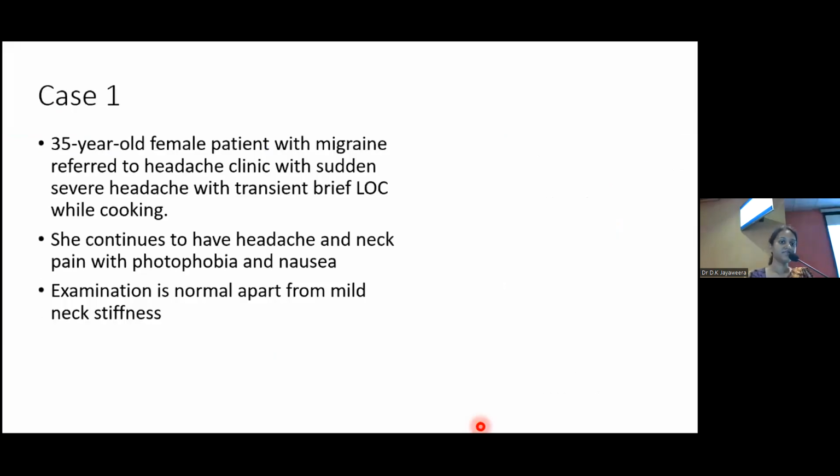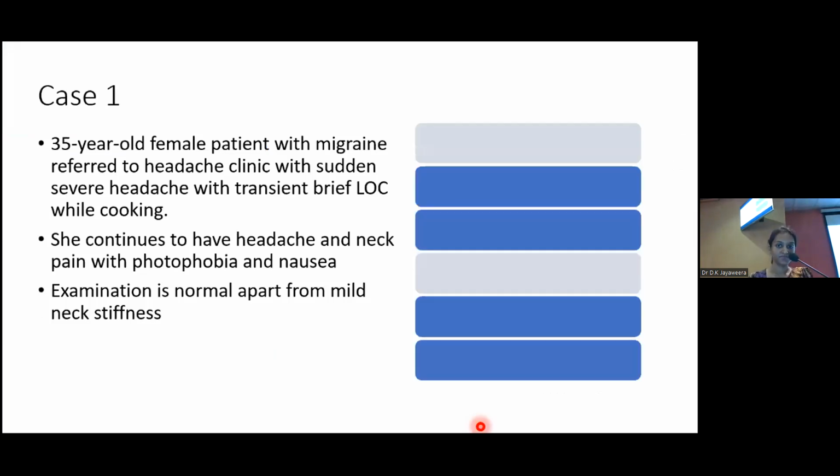This is a 35-year-old lady who is a known patient with migraine, and she was referred to our headache clinic with a sudden onset severe headache. There was a brief period of loss of consciousness right at the onset of headache. And even while we saw her at clinic, she continued to have headache and photophobia. There was some neck pain as well.